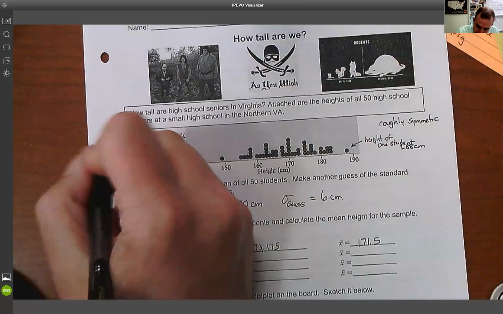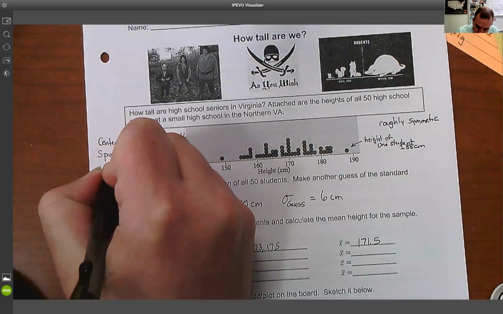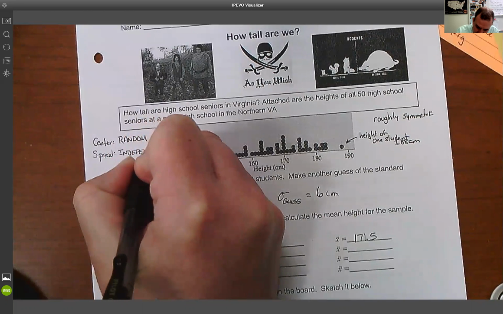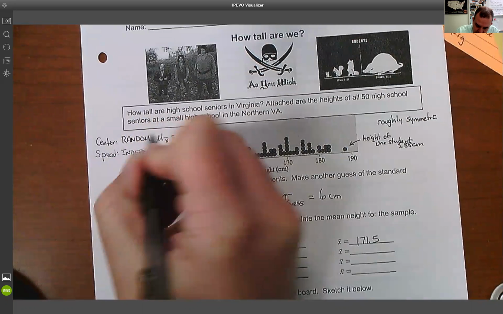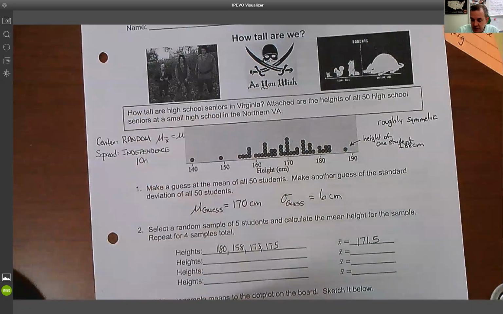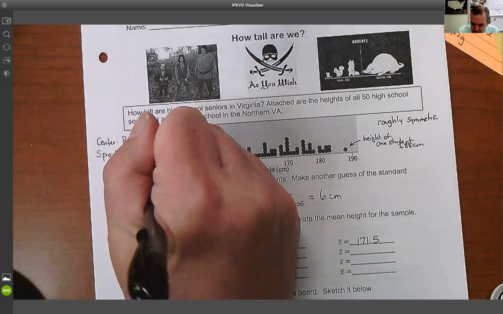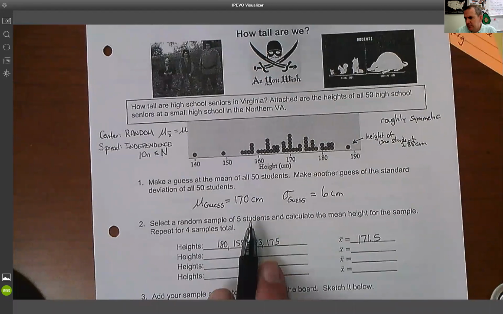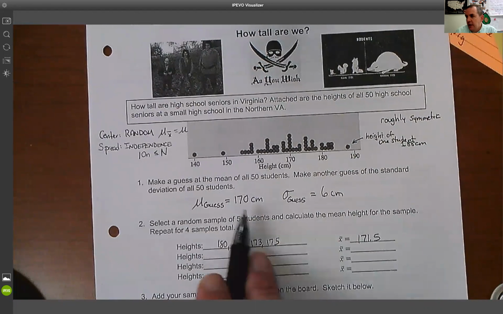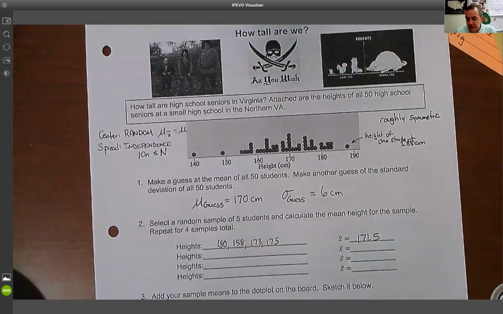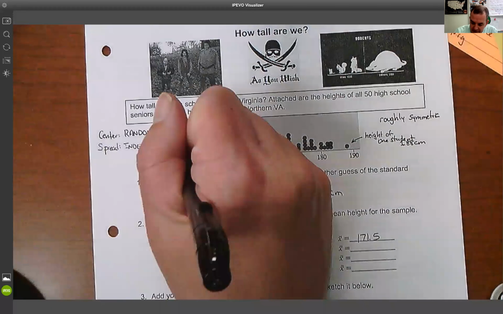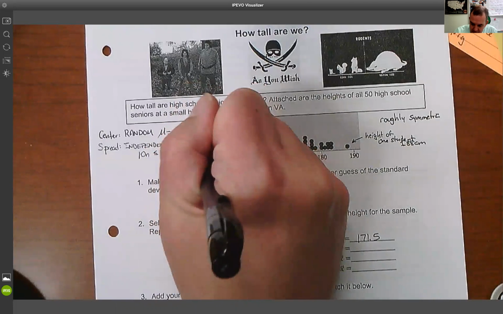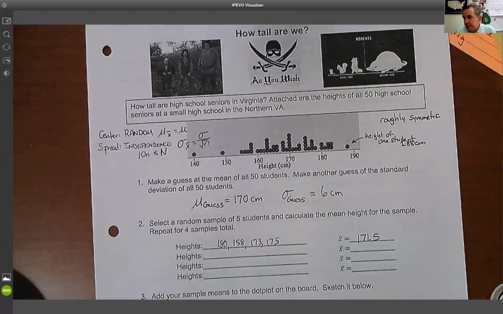The spread, what we are going to do with the spread is we're going to check the independence again. And that was my 10n check. So my 10n check was I needed to make sure that 10n was less than or equal to big N. In this case, we're dealing with 5 students, so 10 times 5 is 50. 50 is less than or equal to 50. What we can then say is that the standard deviation of that is going to be equal to the true population standard deviation divided by the square root of n.